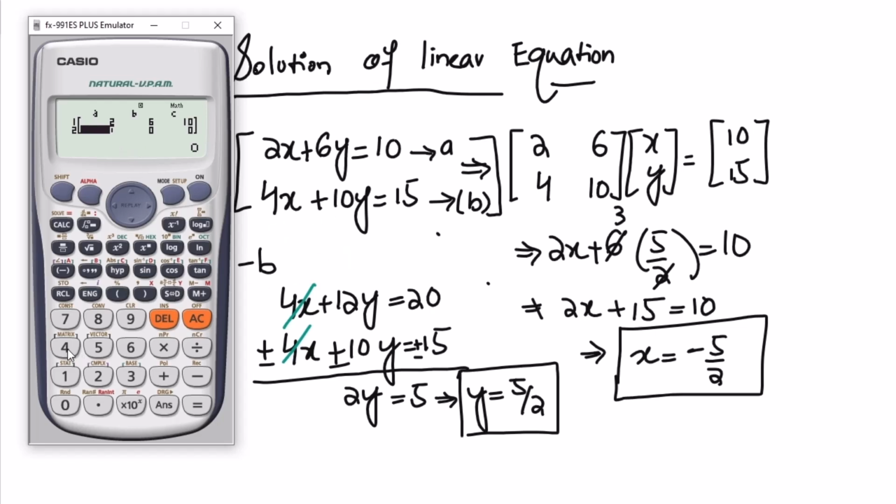Similarly for the second equation, let me put 4 here, then 10 here, and the constant term is 15. So these are the equations. Now in order to solve them, simply press equal, and we will see that the value of x is shown, which is -5/2, which I have already calculated. Similarly, to see the value of y, press equal again, and the value of y is also shown. This is a very easy, very feasible method for you to solve a system of equations of many variables.